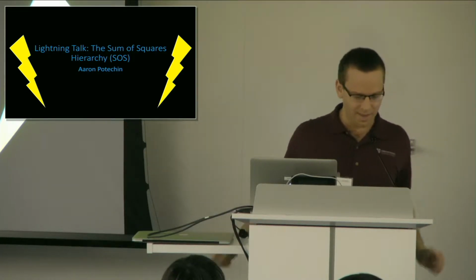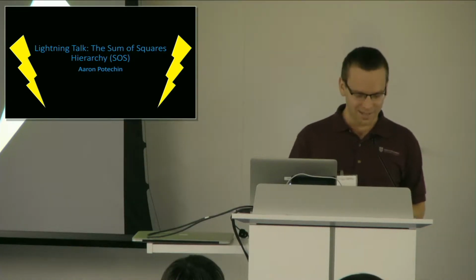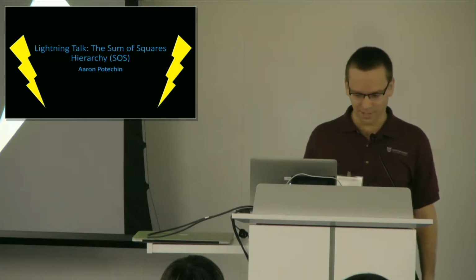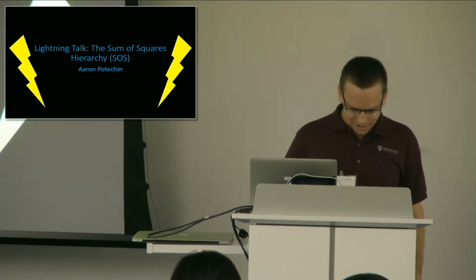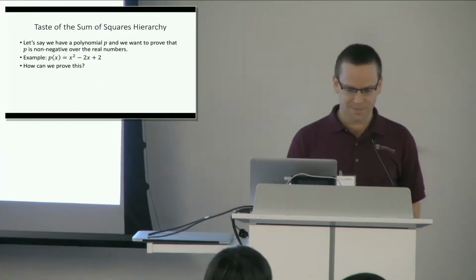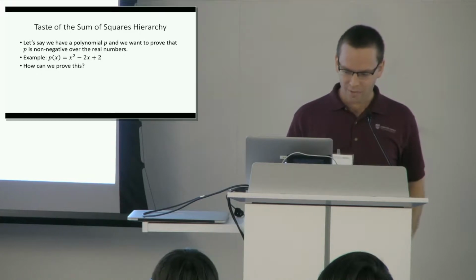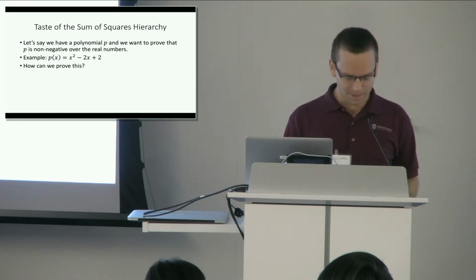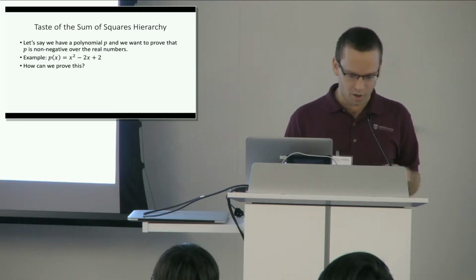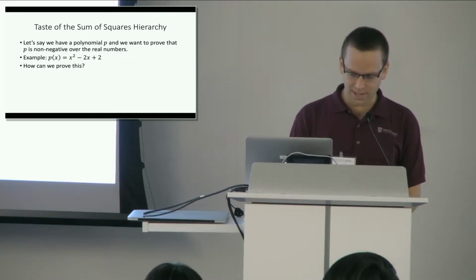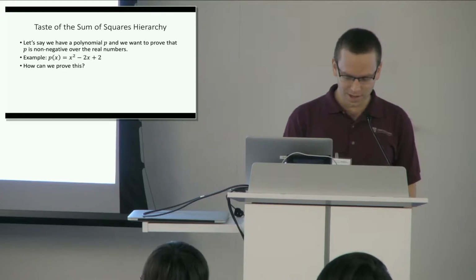Hello, everyone. I'm Aaron. I'm a new complexity theorist here, and today I'll talk about the sum of squares hierarchy, which I've been focusing on for the past few years. So here's a little taste of the sum of squares hierarchy. Let's say we have some polynomial p, and we want to show that p is not negative for all real inputs. So for example, let's say p of x was x squared minus 2x plus 2.